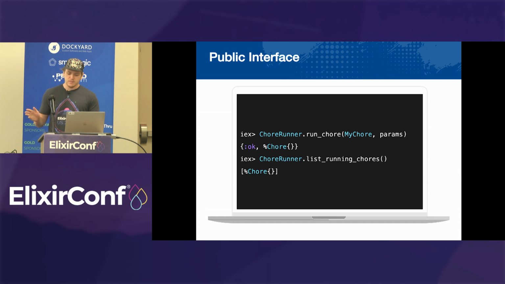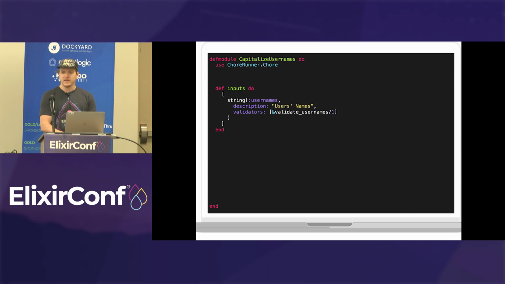For starters, I added a simple public interface for working with chores. It lets you run chores and see which chores are running. It's not shown here, but you can also stop an existing chore early just in case you didn't mean to do that. I expanded the chore behavior to also offer a simple framework and DSL. Let's look at an example implementation. Simply use ChoreRunner.chore to get started. Then once you've done that, you can take advantage of the dynamic input definitions and validations part of the framework.